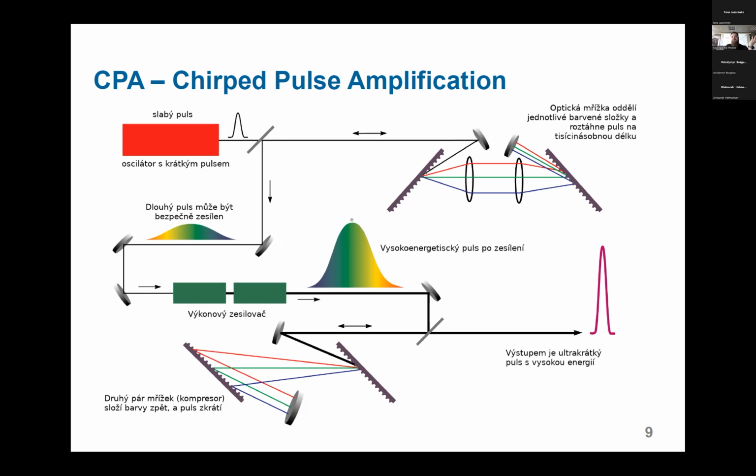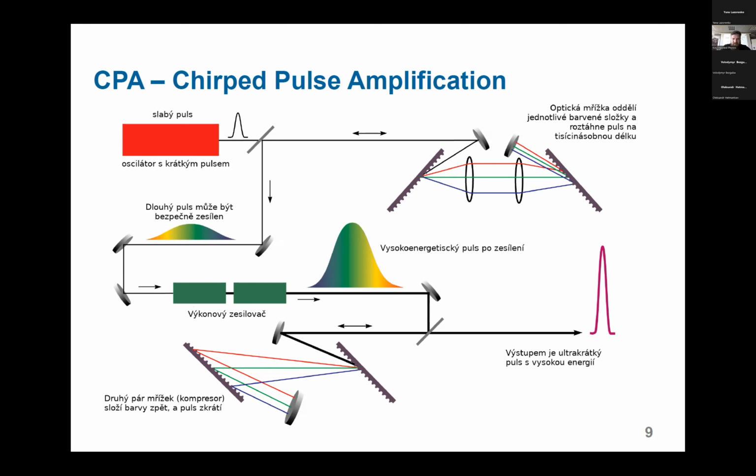And then when that pulse gains a lot of total energy, you want to compress it again. So you again use this optical grating, which is the correct English term here. You pass it through the optical grating system, but in a reverse configuration, so that it is compressed. The individual colors are again compressed back to that original pulse, and the result is an extremely short pulse with extremely high energy.